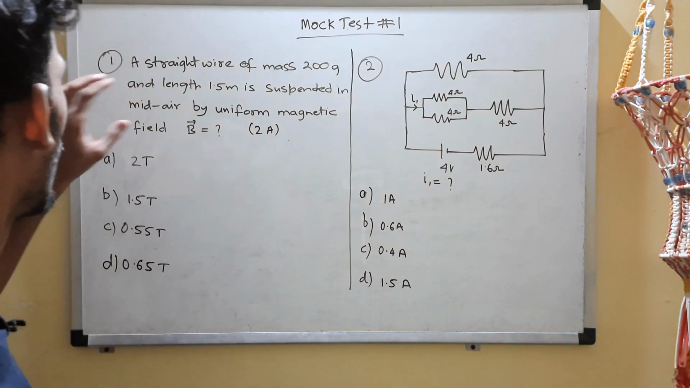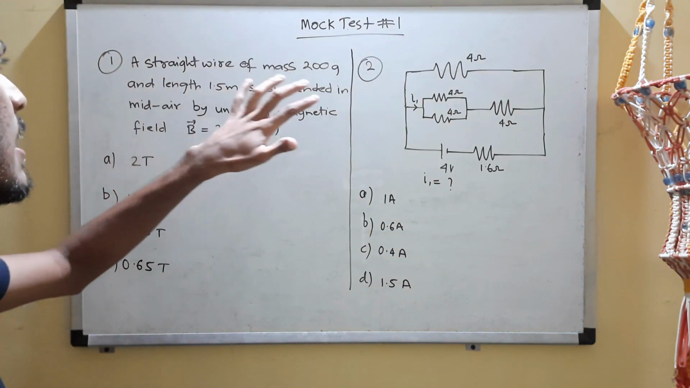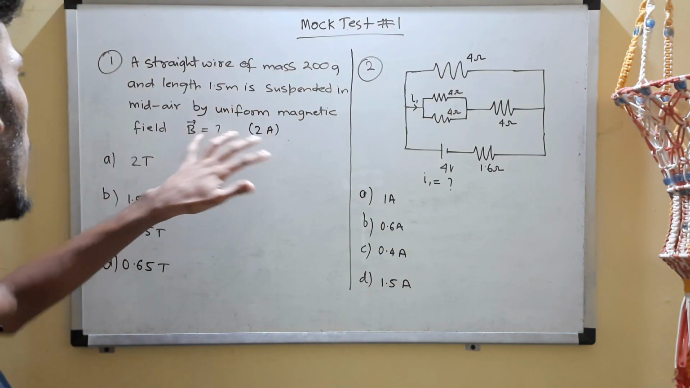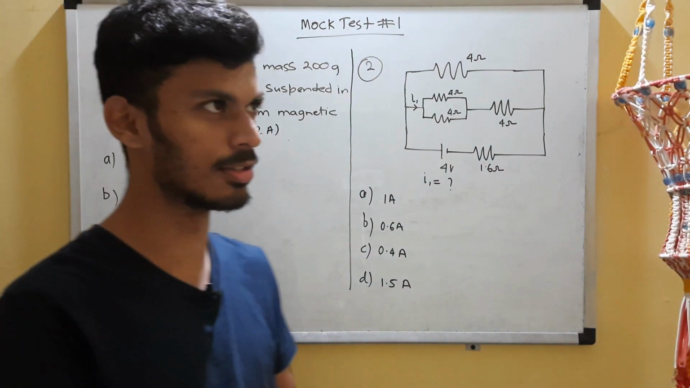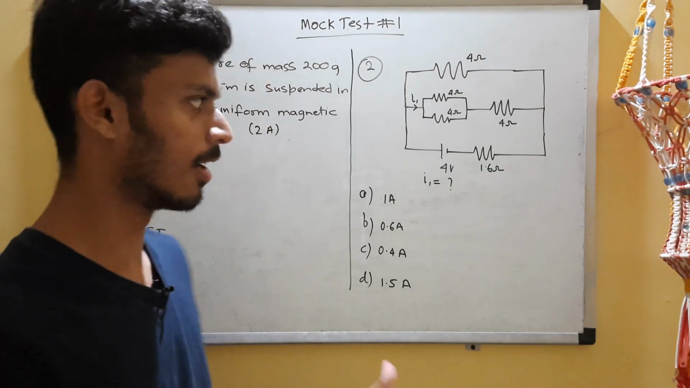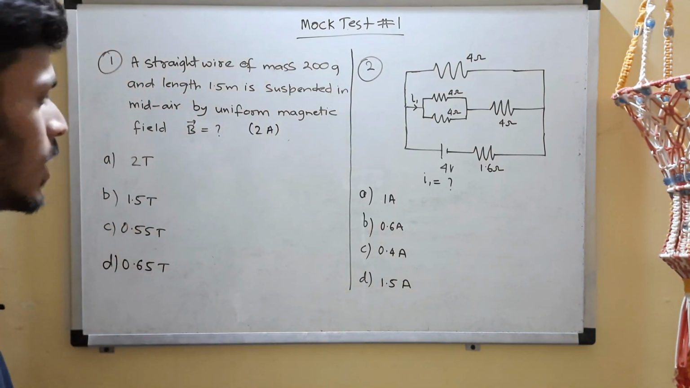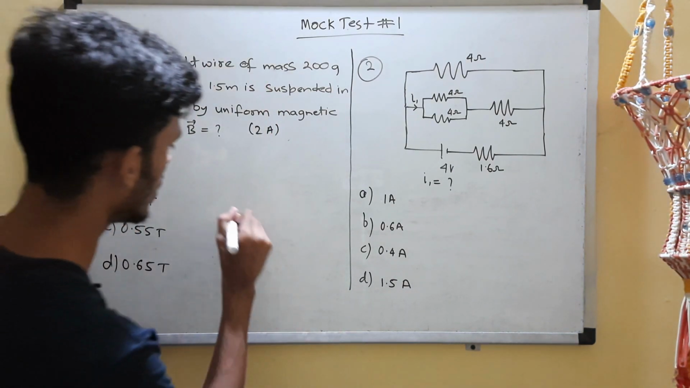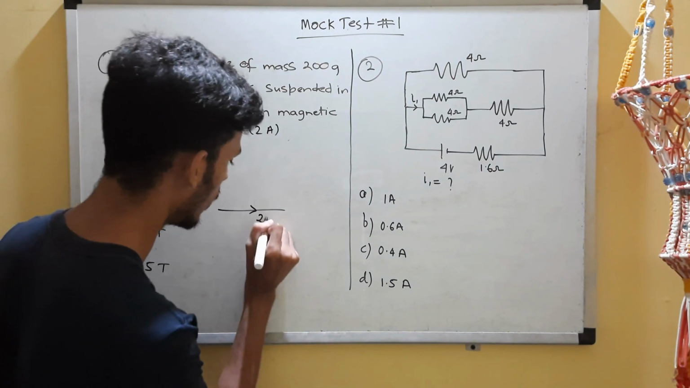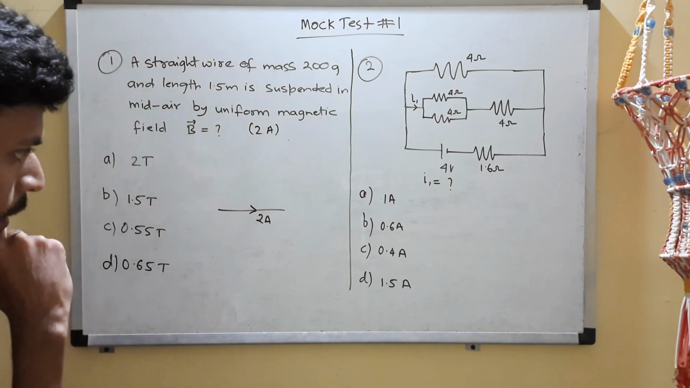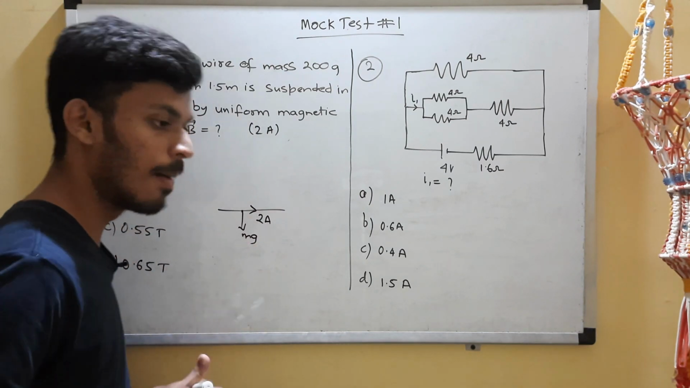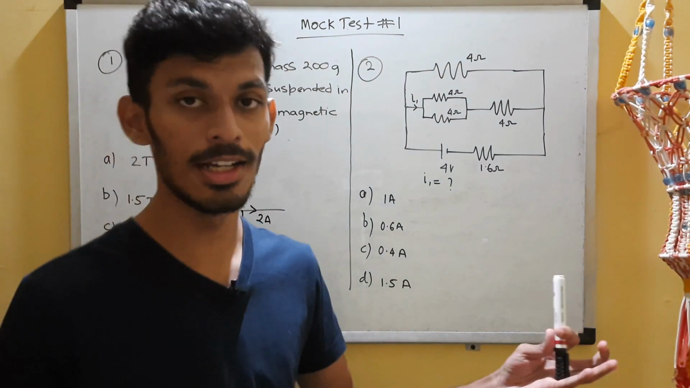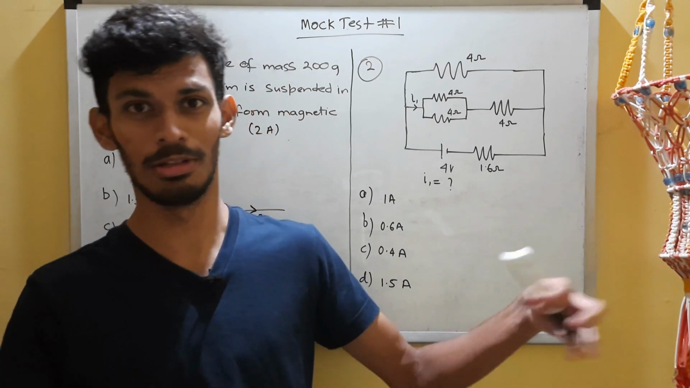Here in question 1, we have a straight wire of mass this and length this. It is suspended in mid-air by a uniform magnetic field. It is also given that the wire is carrying a current of 2 amperes. I forgot to mention that formally in the question, but it was given. So basically we have a wire which is carrying a current of 2 amperes. Now of course the weight of the wire is pulling it down, mg in the downward direction, but the wire is suspended in air. It is hanging out there in midair.